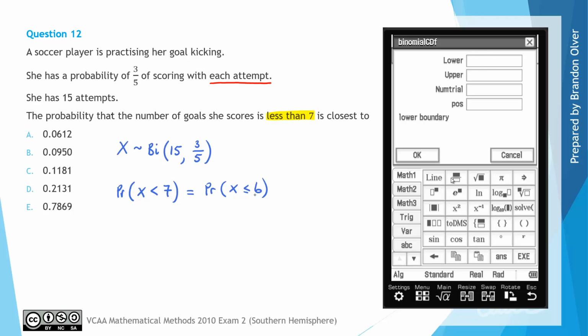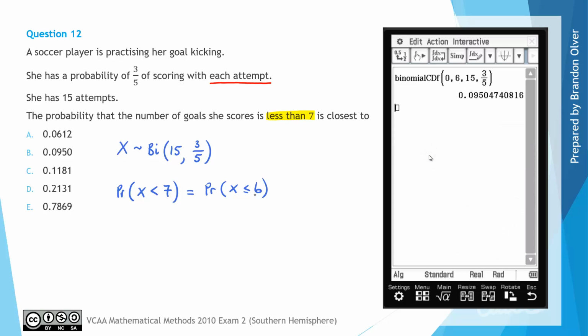And that means we can put our lower bound of 0 goals. To be less than 7, the upper bound needs to be 6. The total number of trials that she had was 15 attempts. And the probability of success was given in the question to be 3/5, which we can write as 3 divided by 5, or you could even put in there 0.6. Hitting OK gives us the probability of that occurring.